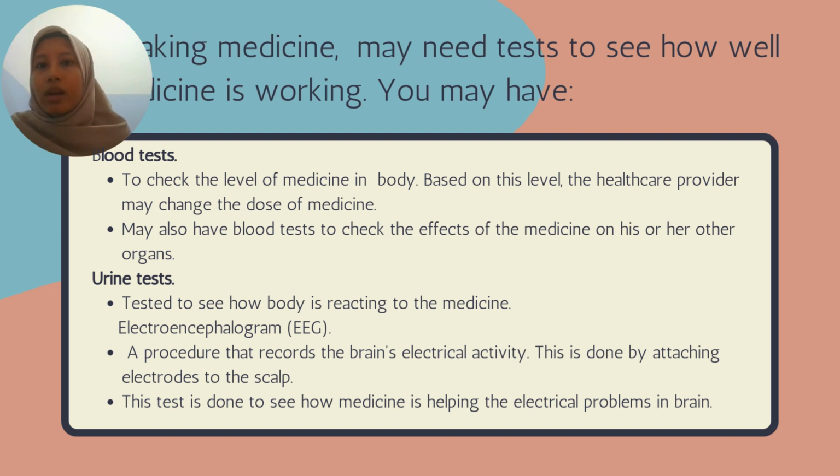And the other one is the electroencephalogram, EEG, which is a procedure that records the brain's electrical activity. This is done by attaching electrodes to the scalp. This test is done to see how the medicine is helping the electrical problems in the brain.